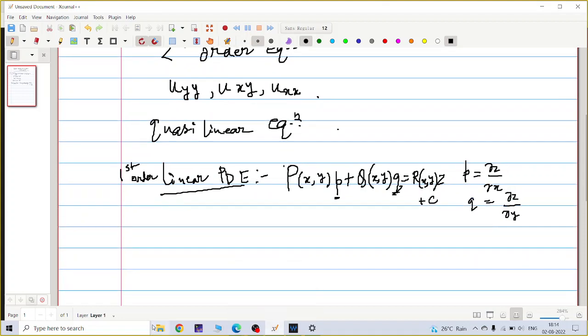Semi-linear is when capital P is a function of x, y and z, depending on the dependent variable.